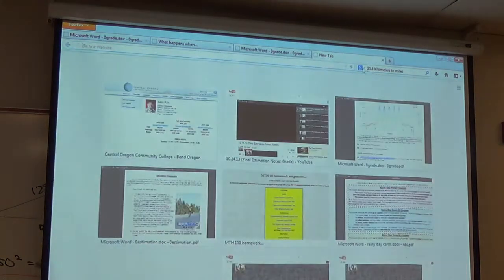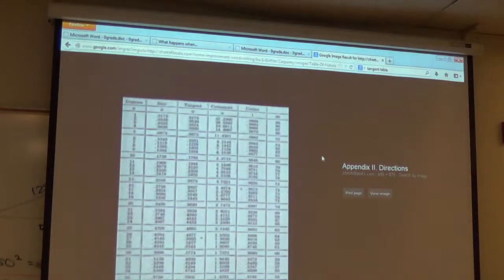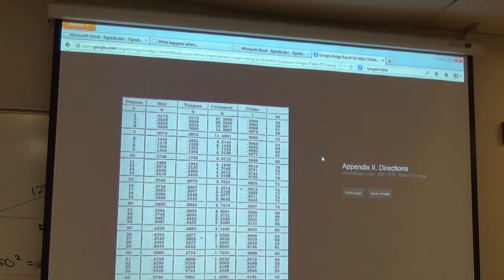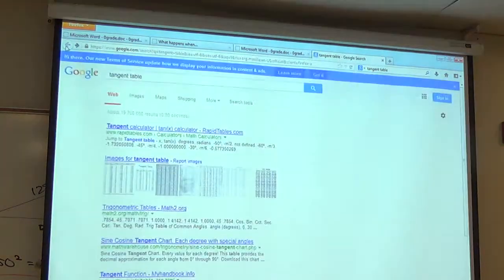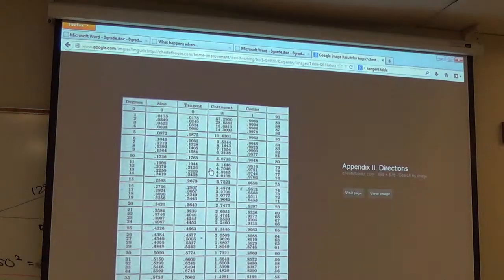Anyway, we need a tangent table. We found one of these last time, didn't we? Did I have it linked on your homework page? I probably did, didn't I? No, I didn't? What a bastard I am. This will probably be good enough. Can you guys read it okay? It's not bad. Now there's too much information. Sine and cosine, I don't want that. You know what? To hell with that. Yes, let's use that one. I'll show you why in a second.